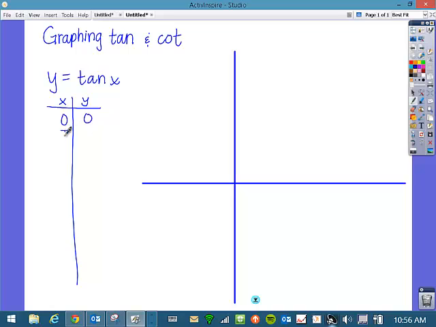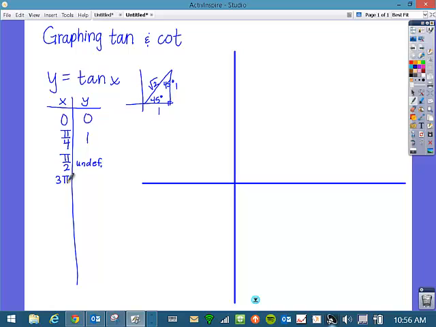Next one I'm going to use pi over 4. Pi over 4 is 45 degrees. We pull from the first quadrant. 45, 45, 90 triangle: 1, 1, root 2. Tangent is opposite over adjacent, so tangent of pi over 4 is 1. Tangent of pi over 2 is undefined. So what that looks like on your graph is you're going to have an asymptote at pi over 2.